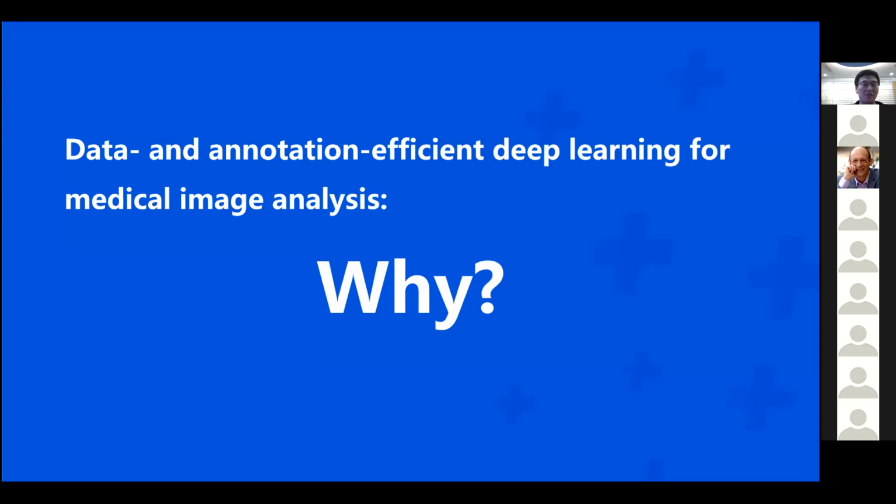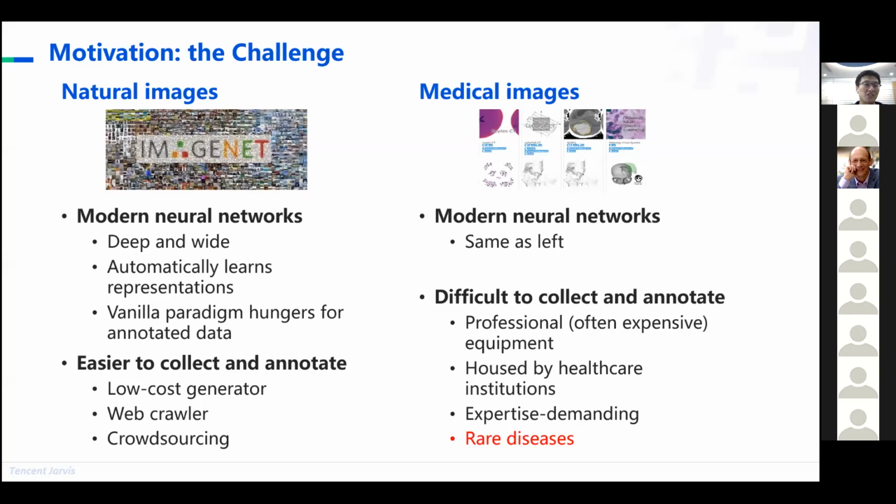And I think the big question is, why do we need this data and annotation-efficient deep learning for medical images? I guess the motivation actually for the audience today is pretty clear. On the left-hand side, I show the natural images, and the famous ImageNet actually drives the evolution of the modern neural networks. These networks are deep and wide, and they can automatically learn representations.